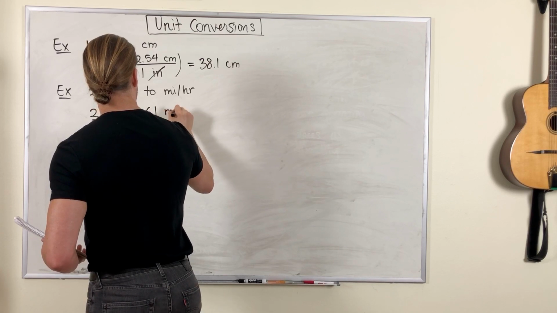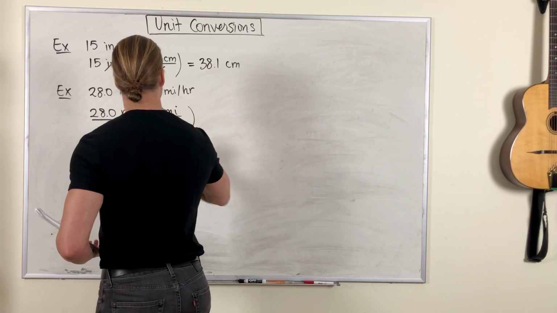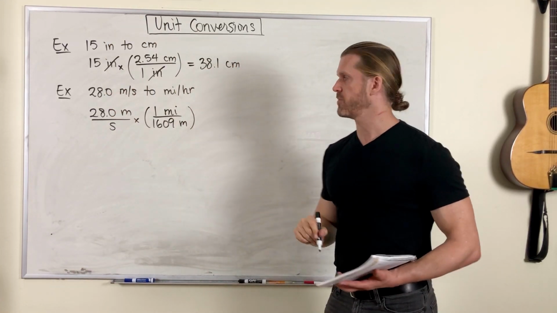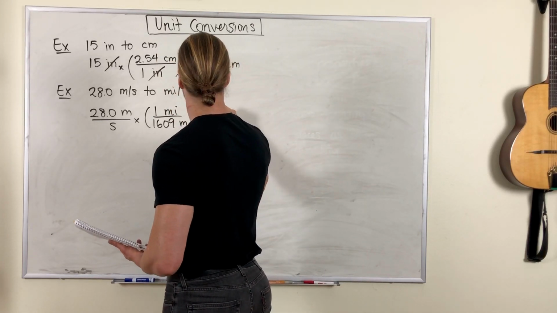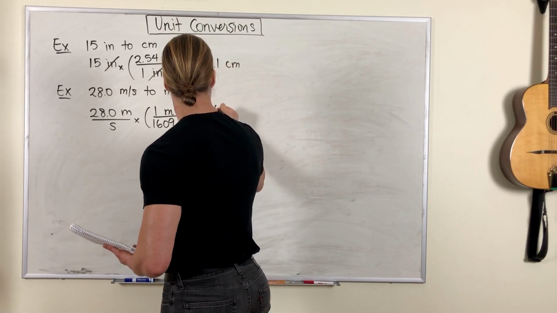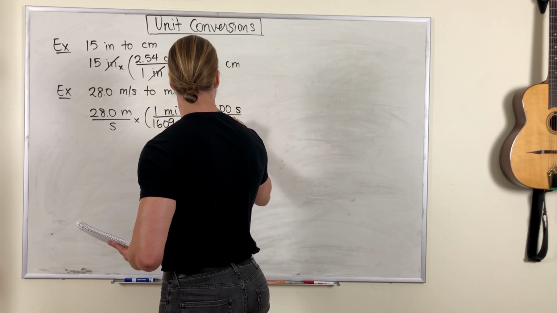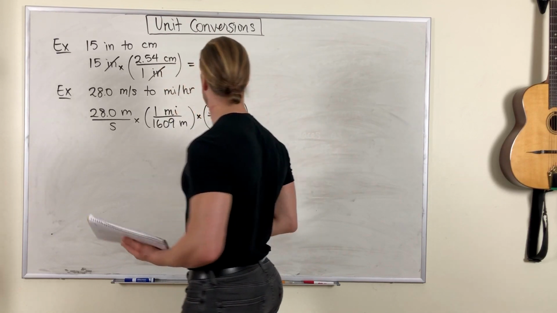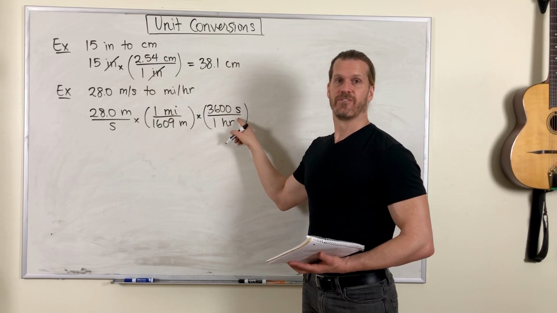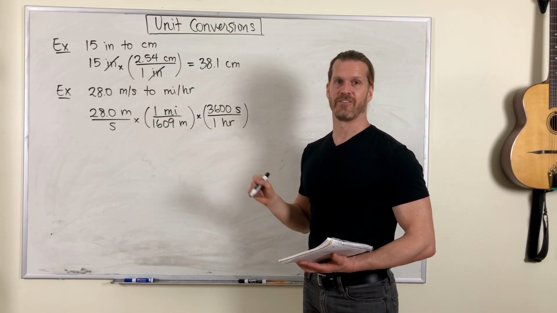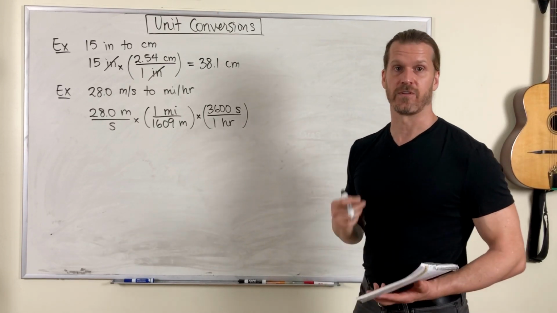1 mile is 1,609 meters. You don't have to memorize that. And 1 hour is 3,600 seconds. If you wanted to do this in 2 steps, you could. You could do 60 seconds in a minute, 60 minutes in an hour. Gives you the same thing, because 60 times 60 is 3,600.